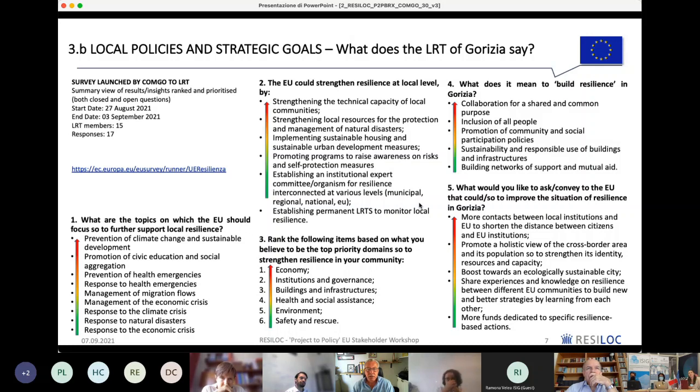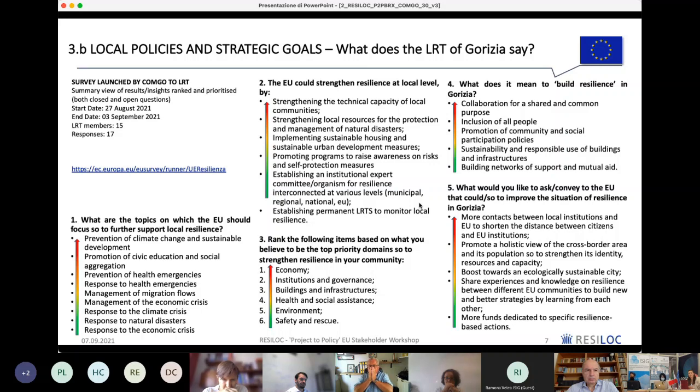So to the first question, what does it mean to build resilience in Gorizia? The answers were diverse, but they expressed collaboration for a shared and common purpose, inclusion of all people, promotion of community and social participation policies, sustainability and responsible use of buildings and infrastructures, and building networks of support and mutual aid. And to the last question, what would you like to ask or convey to the EU that could improve the situation of resilience in Gorizia?